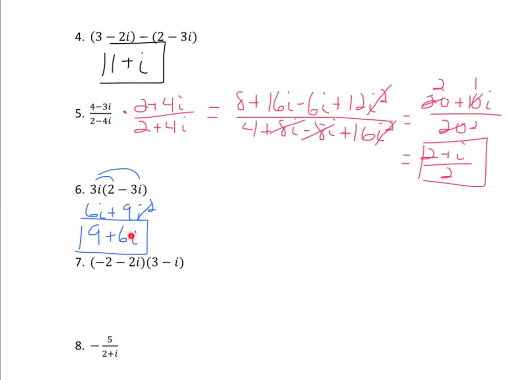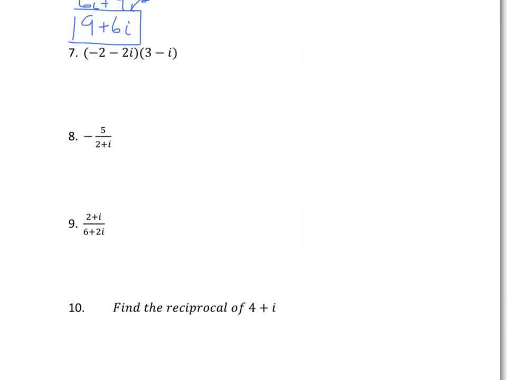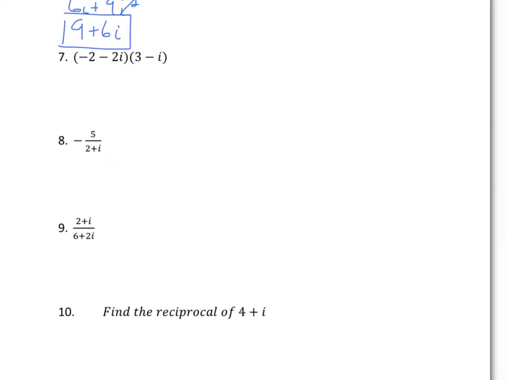It's a good habit. Okay, number 7, all we got to do is FOIL. Negative 6 for the front. The outside is positive 2i. The inside is negative 6i. And the last is plus 2i squared.